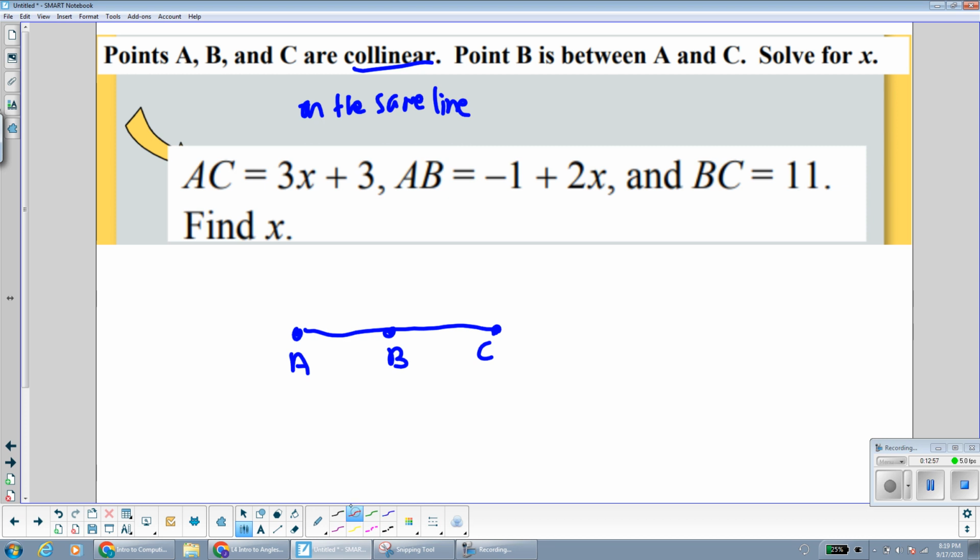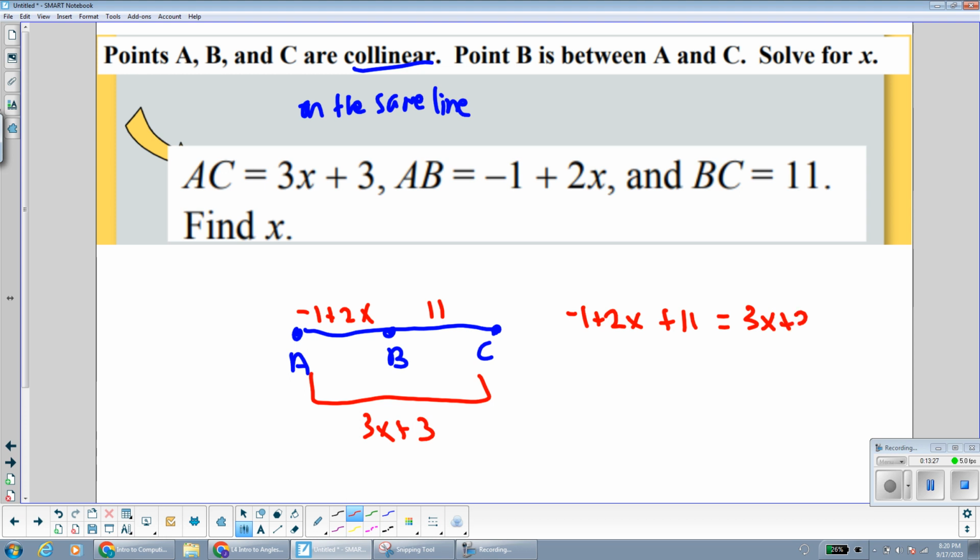What we do know is that AC, which is the whole thing, is 3x plus 3. AB is negative 1 plus 2x. And BC is 11. We can make an equation like we were doing for the other examples by saying if we take the parts and add them together, we get the whole line segment. One part is negative 1 plus 2x, plus the other part, which is 11, equals the whole thing, which is 3x plus 3. Let's take a second and solve for x. And here we have that x is equal to 7.